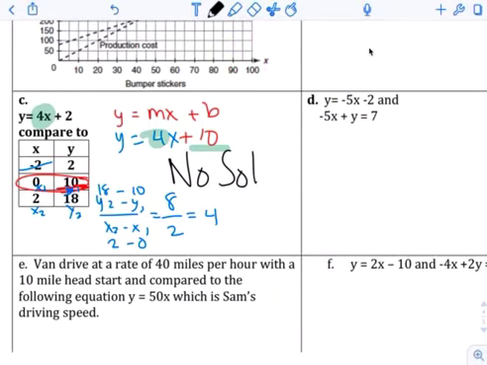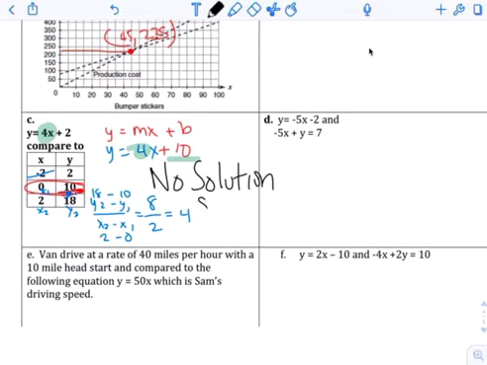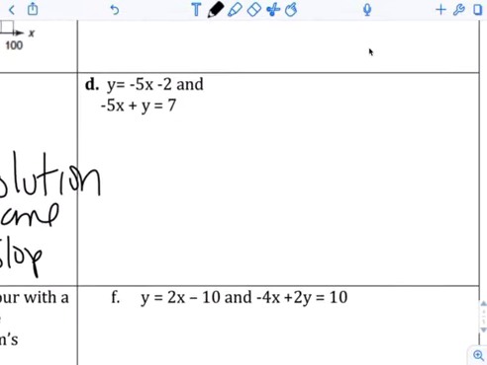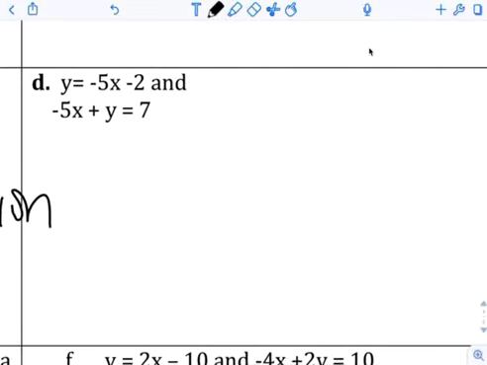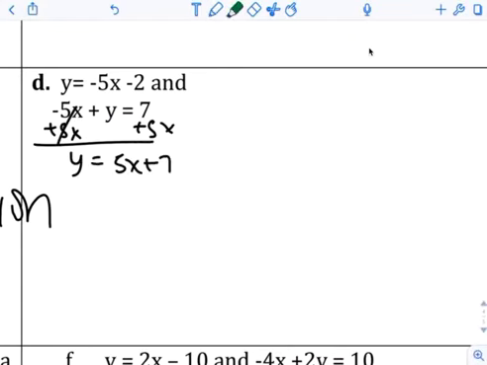No solution. Same slope. I don't need to find the solution. Okay, here I add 5x, add 5x. Y equals 5x plus 7. Oh, it's one solution, so I have to find the solution because the rate of change are different.